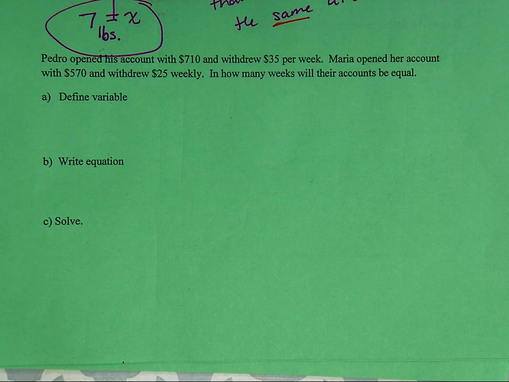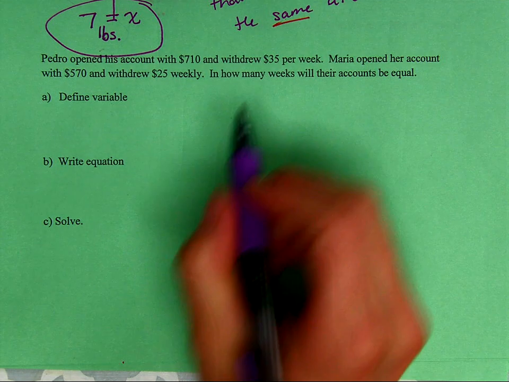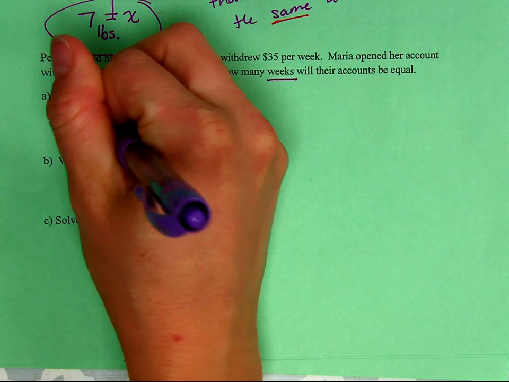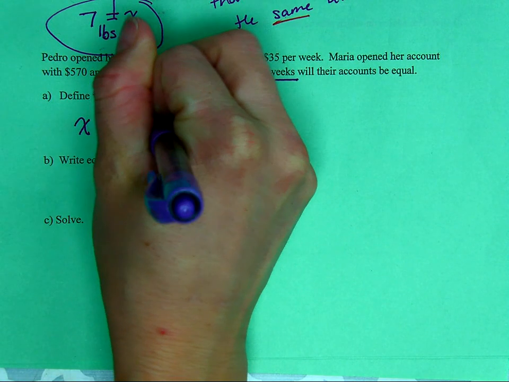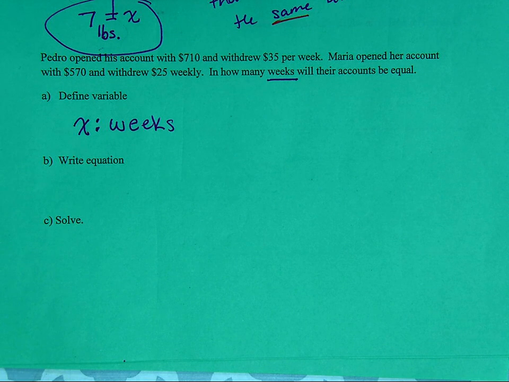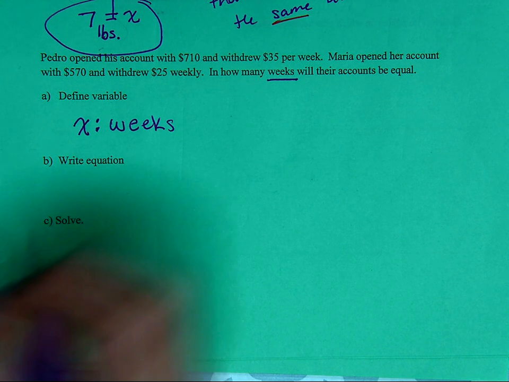Okay, so your problem should be done now. You're trying to find how many weeks. So that's what we don't know. That is our variable, the number of weeks. Okay, and the two things we're comparing are Pedro's account and Maria's account.